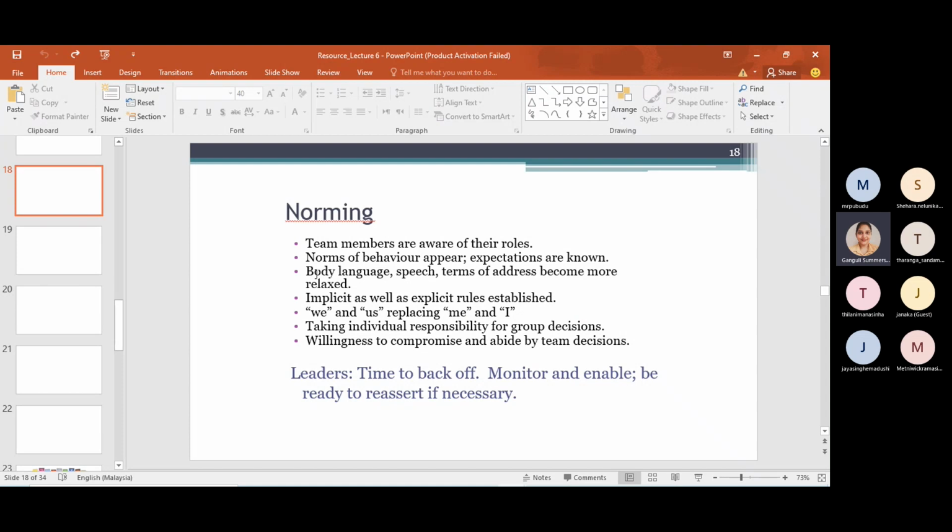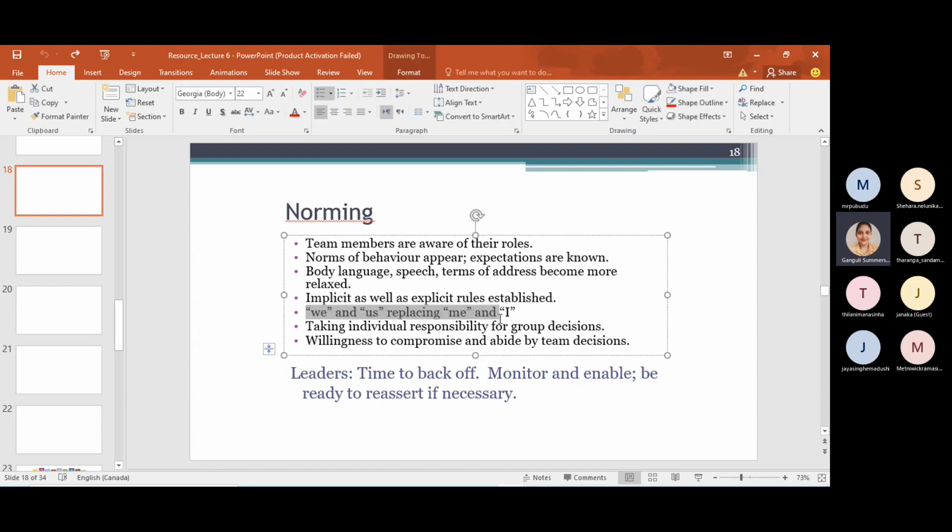And this is the stage where you replace words like me and I with we and us. So you start thinking as a group. Instead of saying me, myself, I, use words like us, we, ourselves, likewise. So it is the stage where you start thinking like a group.